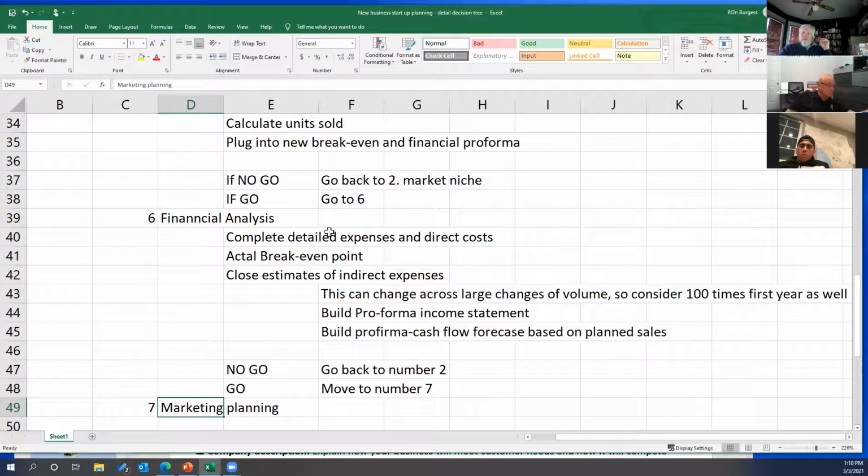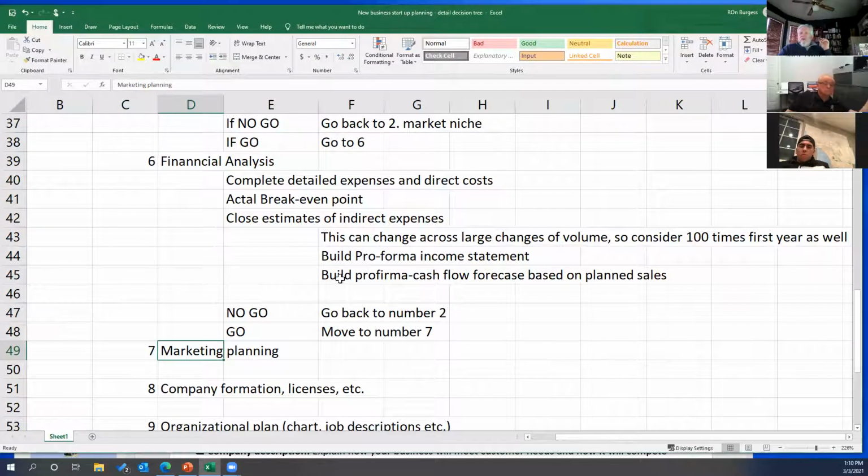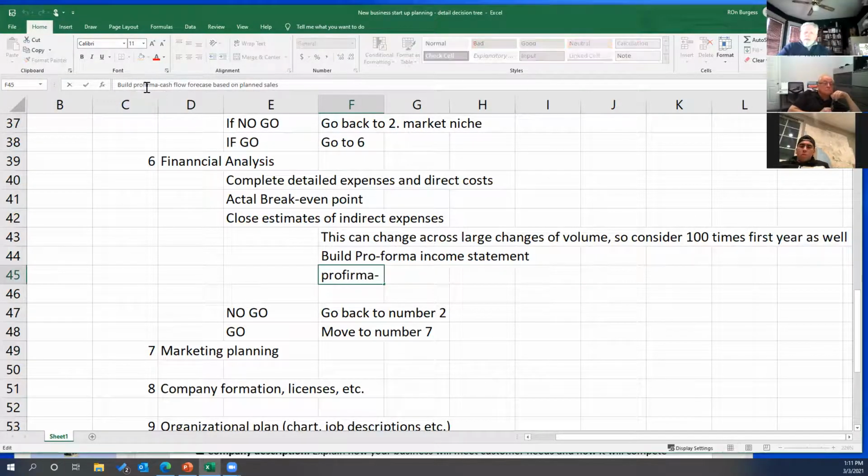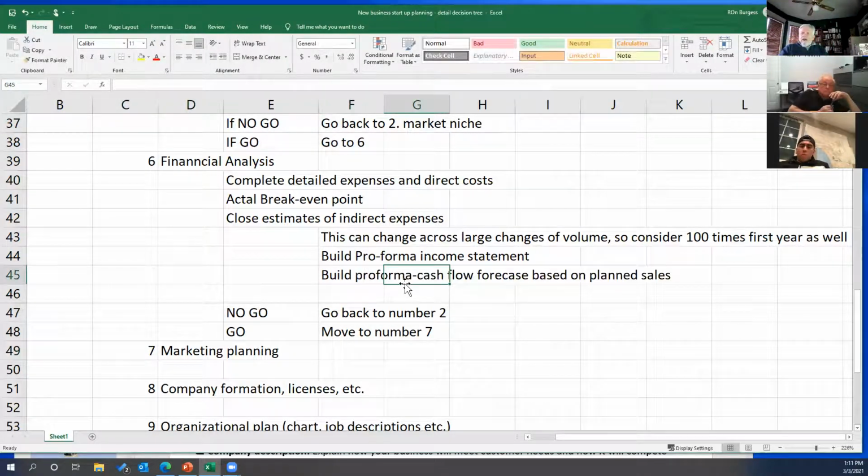Where did I put that? There, but you should have this. Oh, here it is. Build a pro forma, cash flow and an income statement. And that way you'll determine if you're going to run out of money and if you have enough working capital.